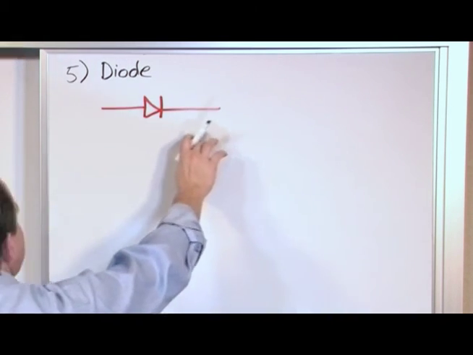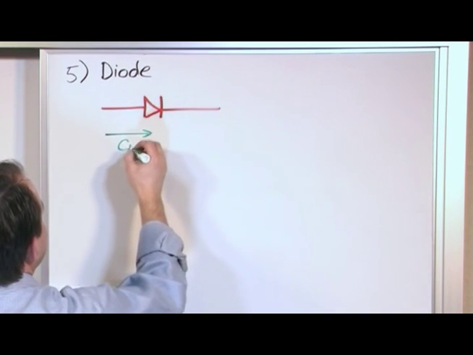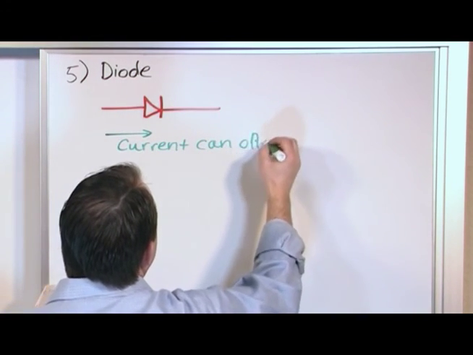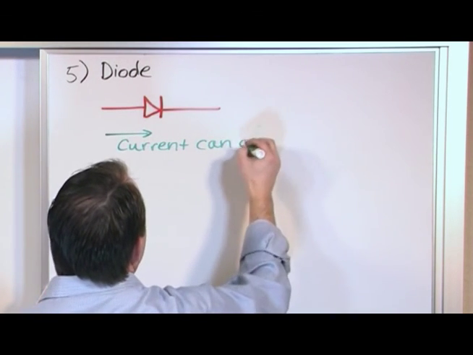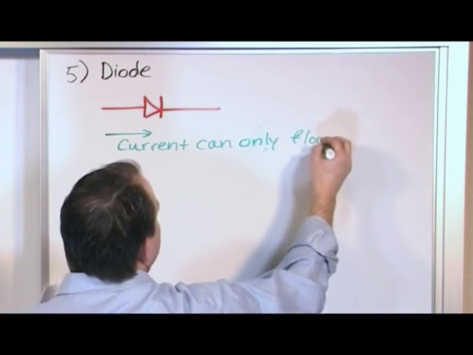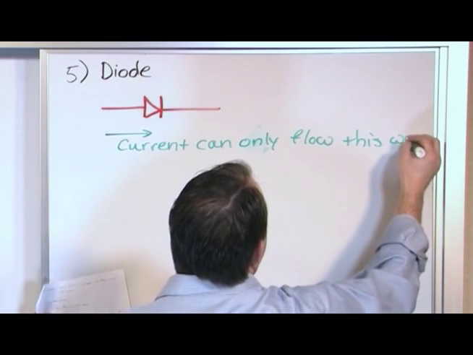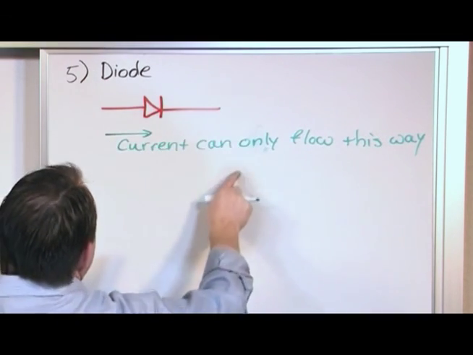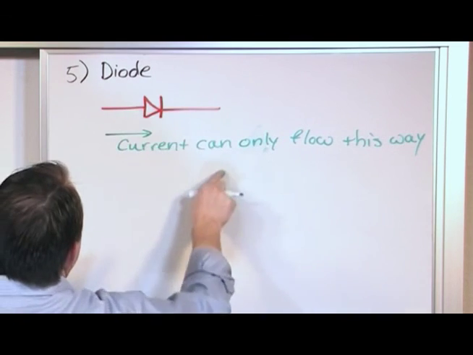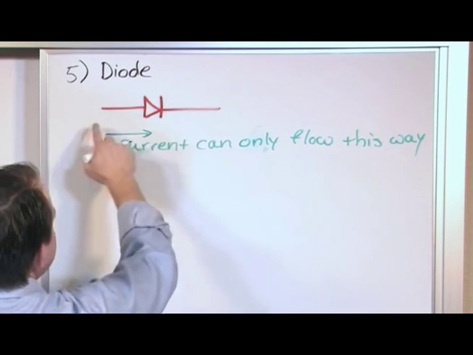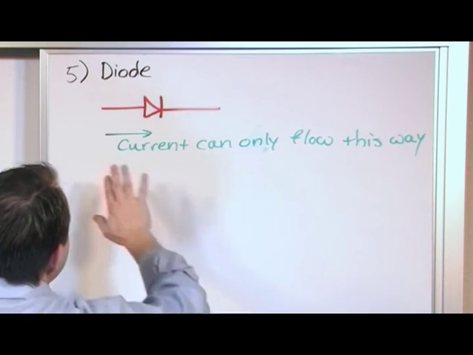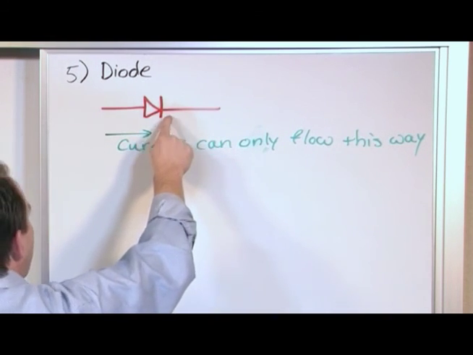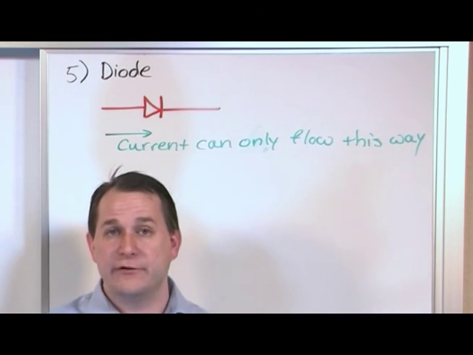Now, when you see it drawn like this, what this means is current can only flow this way. In other words, if I hook a battery up to the circuit and try to let current go this way, it will be able to go this way. It will go this way all day long, no problem. It's like a wire. It doesn't present much resistance. It doesn't get in the way. It just lets it go that way. But if I take that battery and turn it around and try to force electricity to go this way, it will not flow. It will not flow that direction, all right?